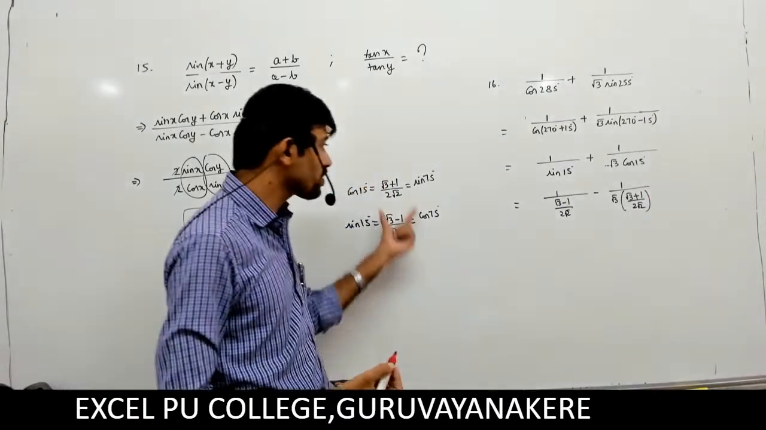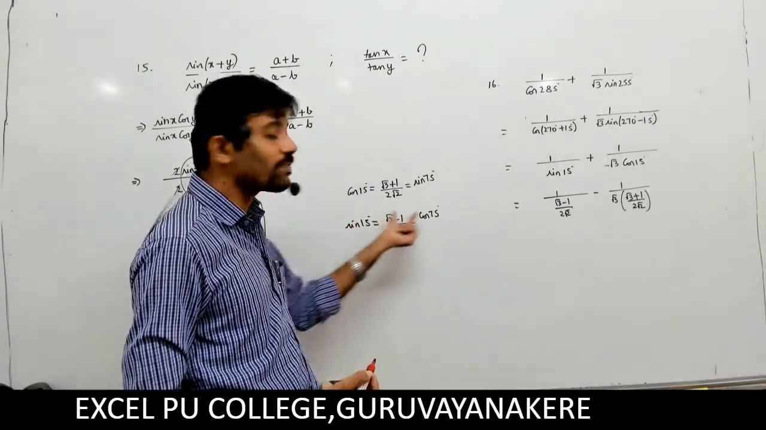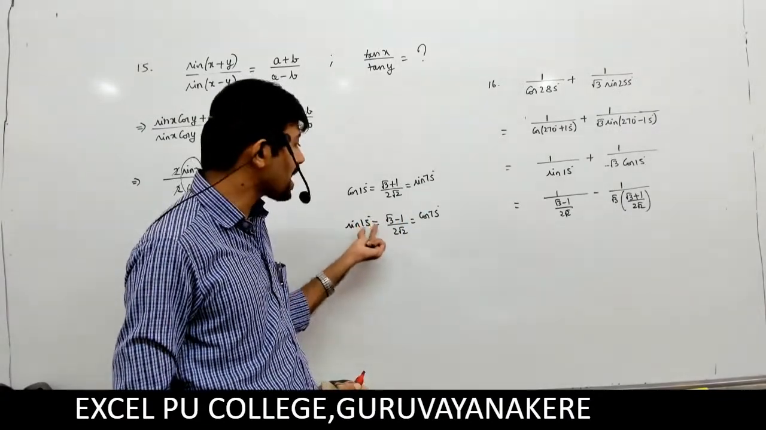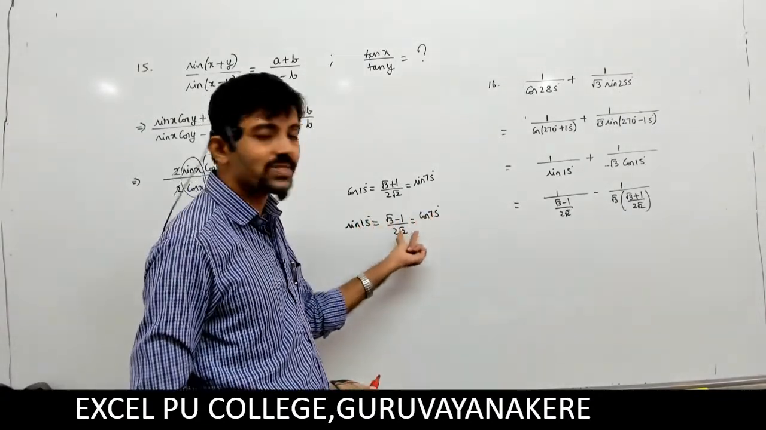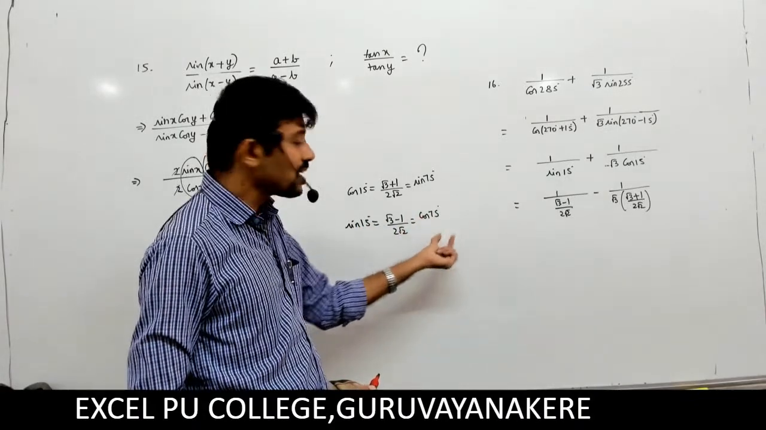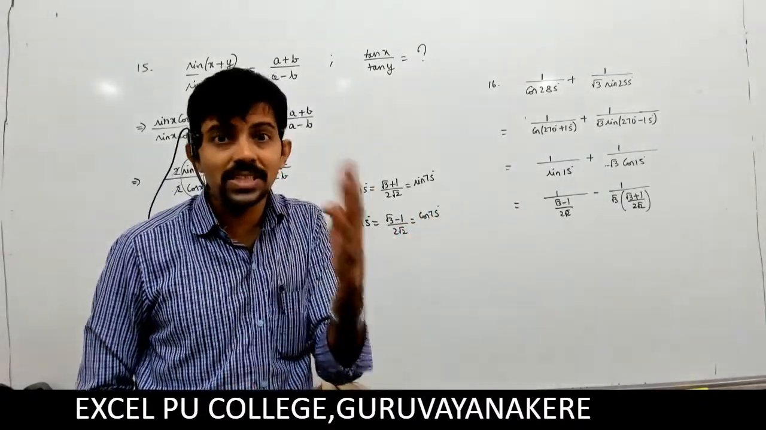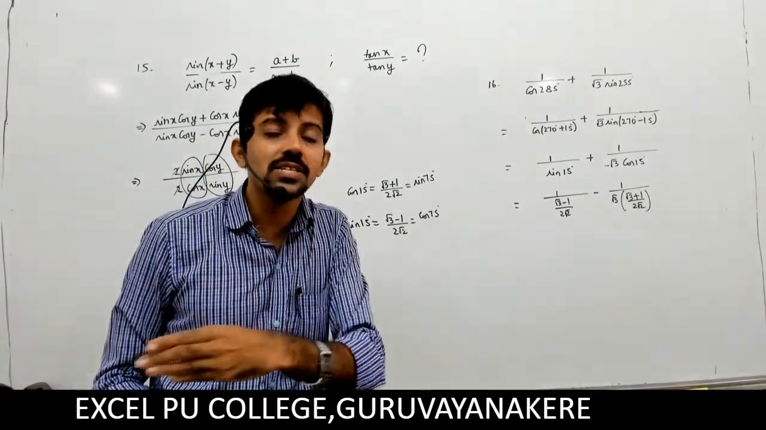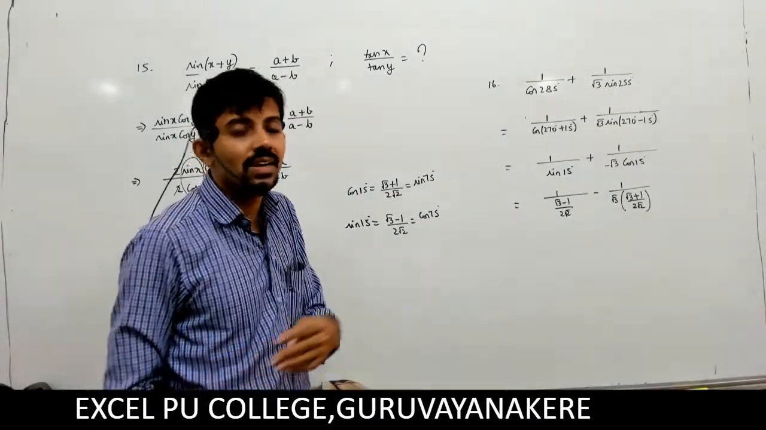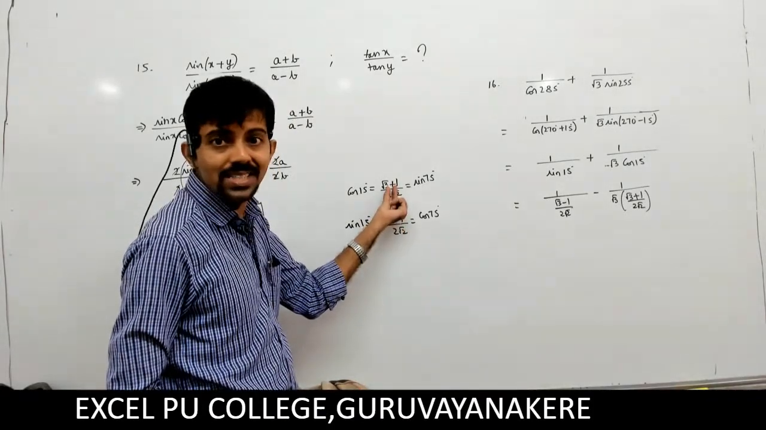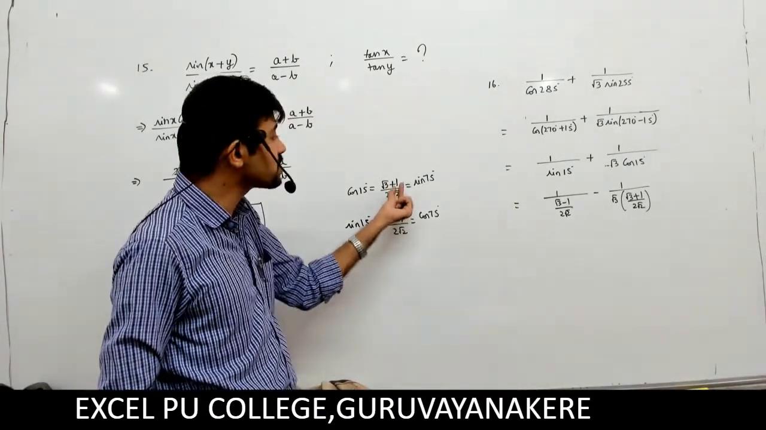Memorize these values. Sin 15 degrees is the same as cos 75. Sin is an increasing function: less angle, less value. Cos is a decreasing function: more angle, less value. In the interval 0 to 90 in the first quadrant, sin is increasing whereas cos is decreasing. Minus means less value, plus means more value.